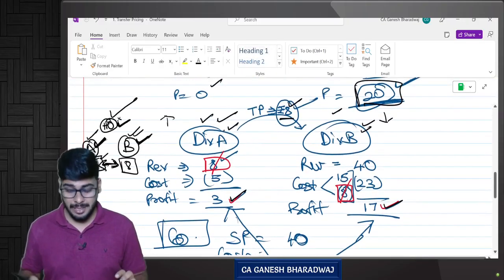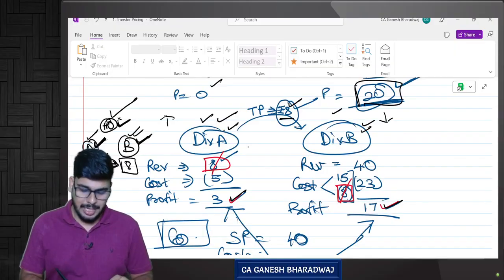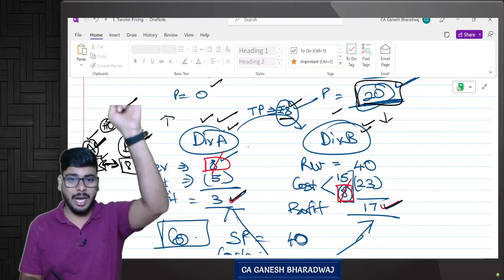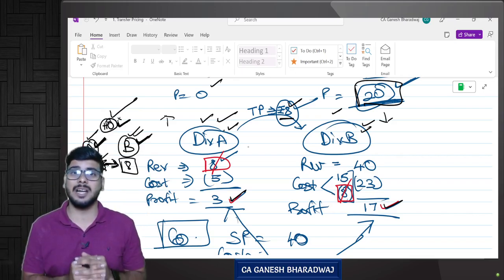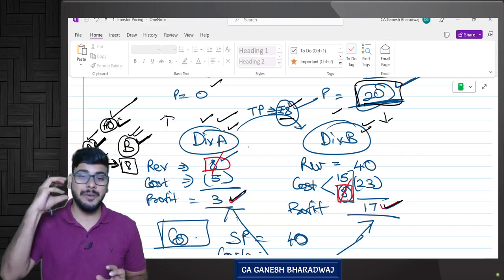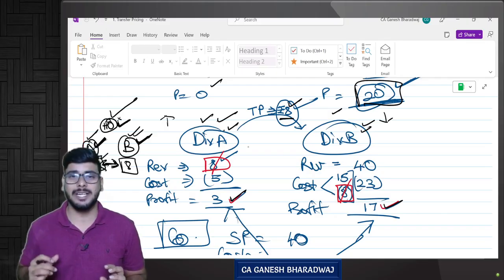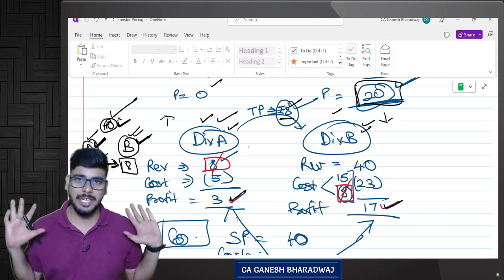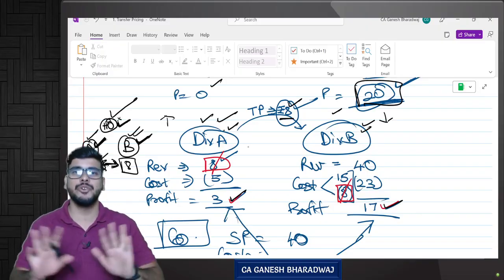But the question here is, sir, how do we fix the transfer price? Because department A will always want a higher transfer price, department B will always want a lower transfer price. There is always a clash. So the transfer price should be fixed very optimally so that there are no conflicts between the departments. How do we do that? That is what we are going to see throughout this chapter, so don't worry about it.